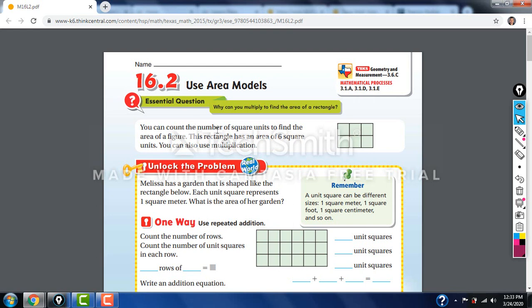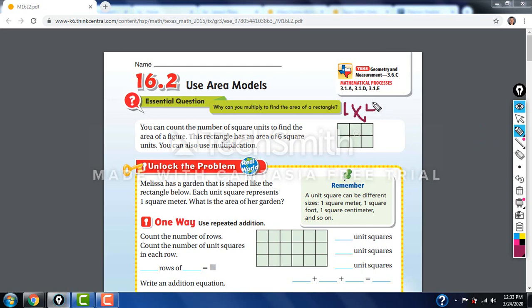And again, we're counting the number of square units to find the area of a figure. Here's a rectangle that has an area of 6 square units, and we're going to use multiplication. We're going to use the formula that we learned. This one you will be using for the rest of your life, which is length.